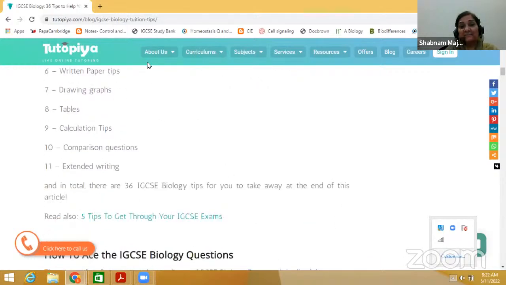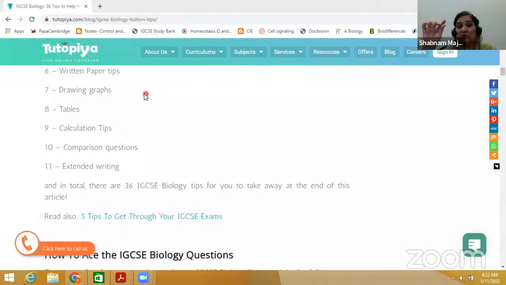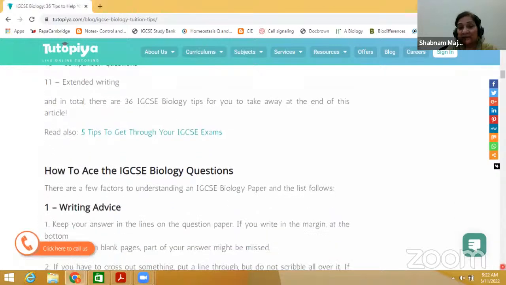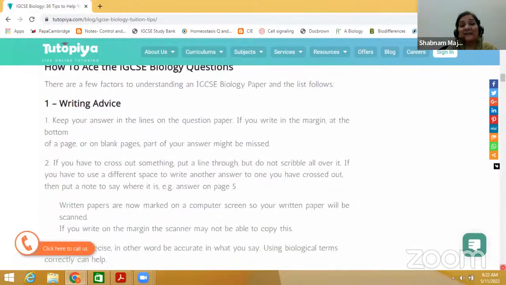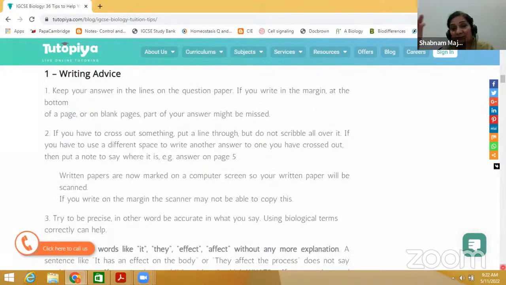For written paper tips, we are going to focus on drawing, which is very important. Drawings are very important. Drawing graphs, even in theory papers, you should know: drawing graphs, tables, calculation tips, comparison questions, extended writing. That's all very important. I hope you got it. Now, what is writing advice? What is meant by this?